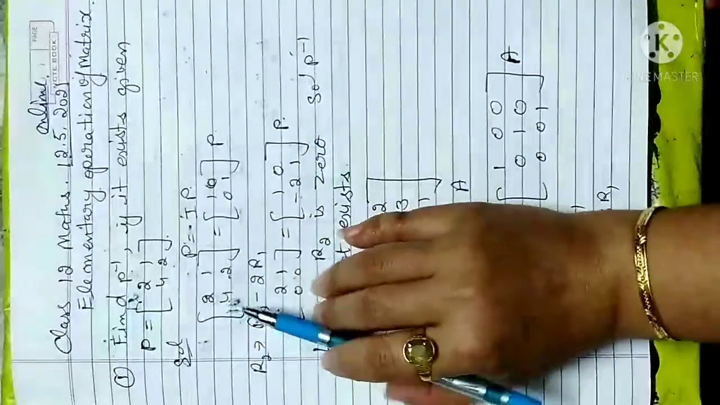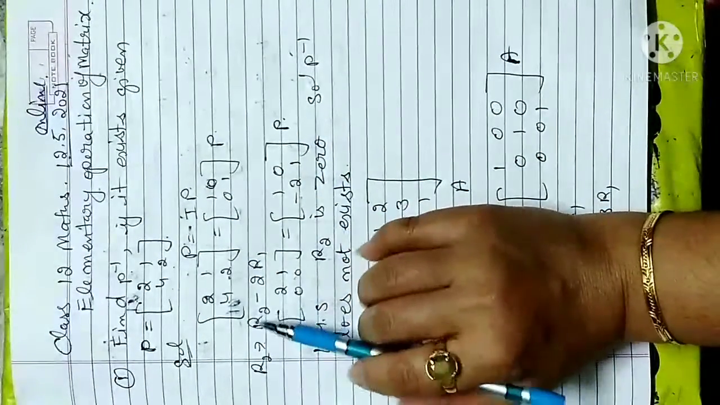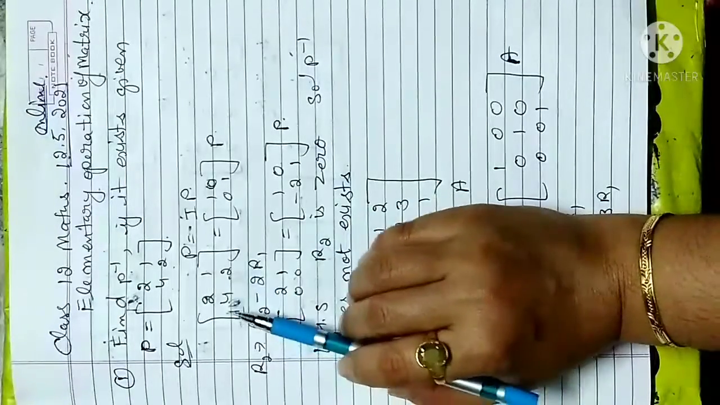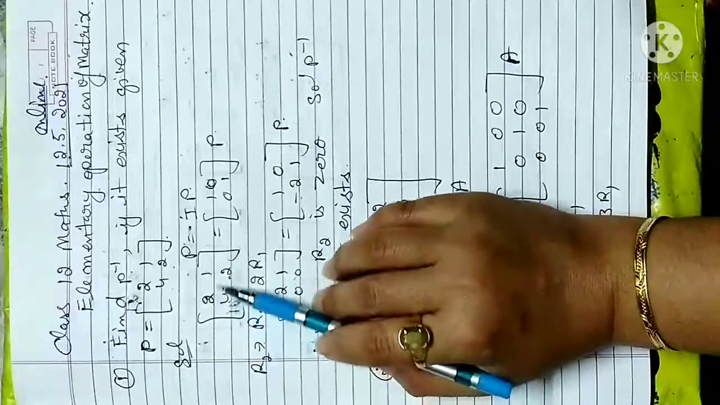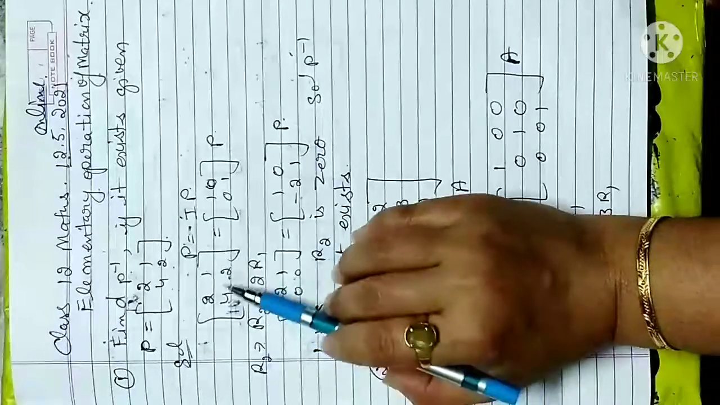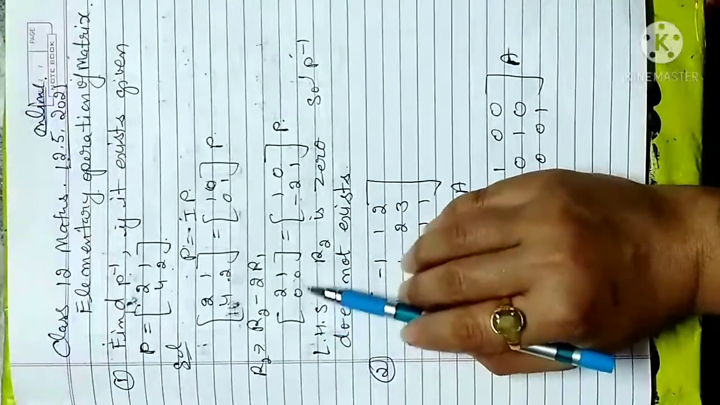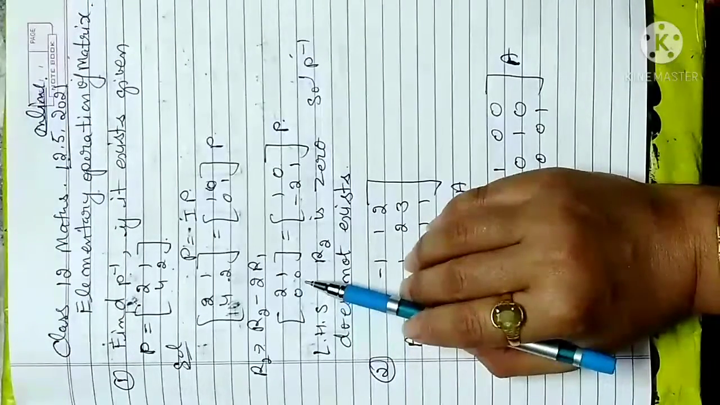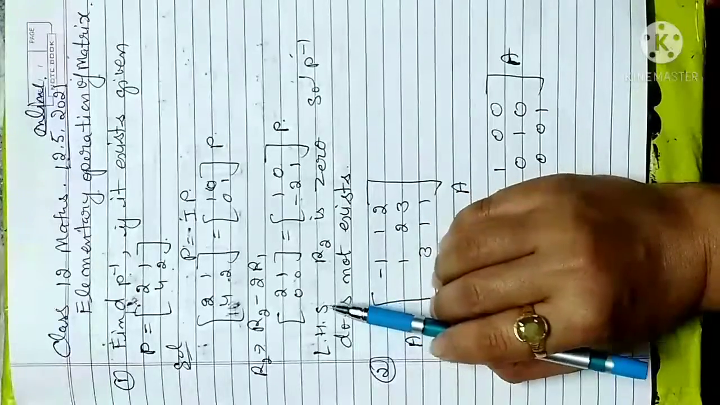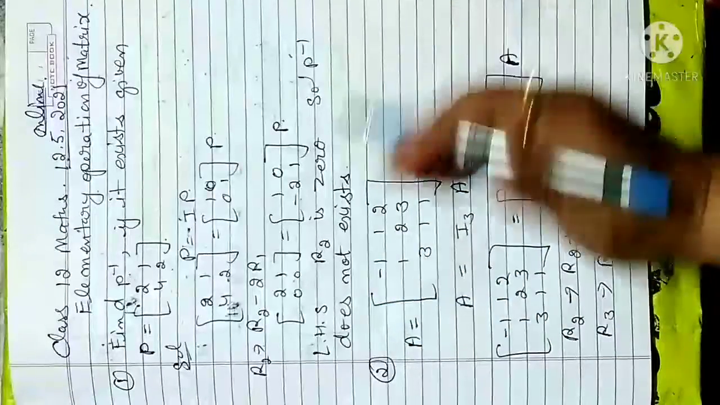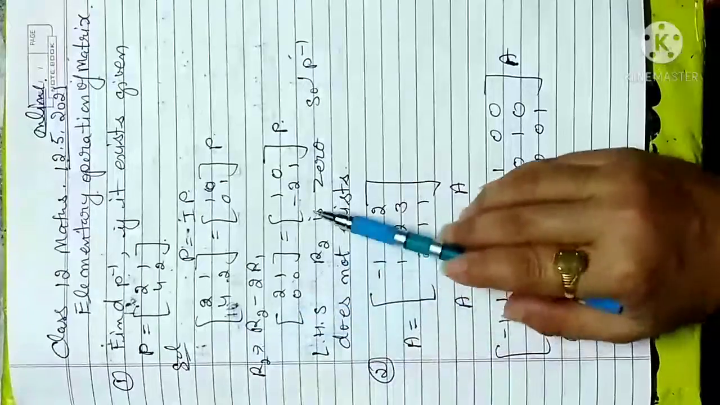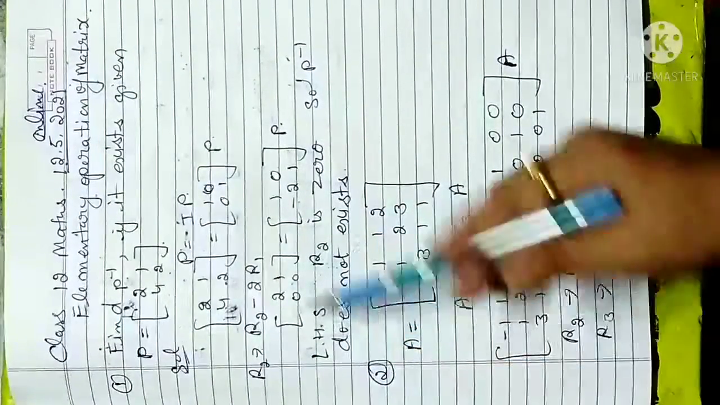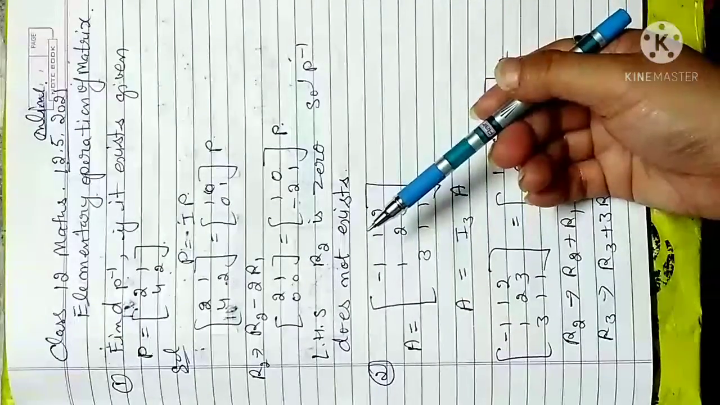So what we will do, we try to apply the operation. If you multiply row 1 with 2 and subtract from row 2, exactly your row 2 becomes 0 0. If any row is 0 0, that means the inverse of this P matrix is not possible because row 2 is 0 on the left hand side. So this way you need not go further.